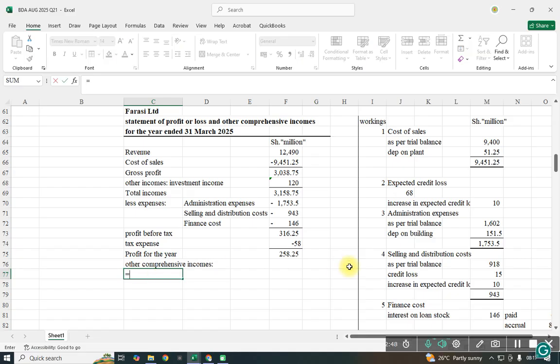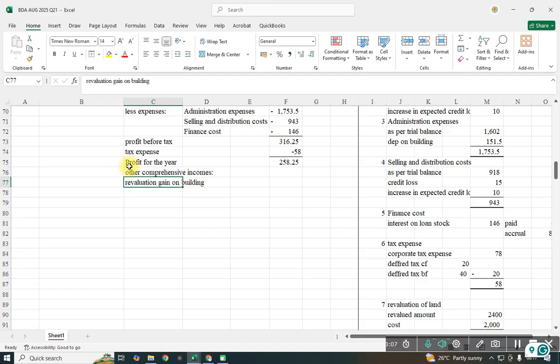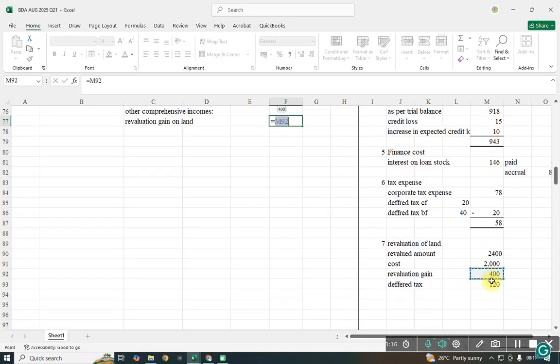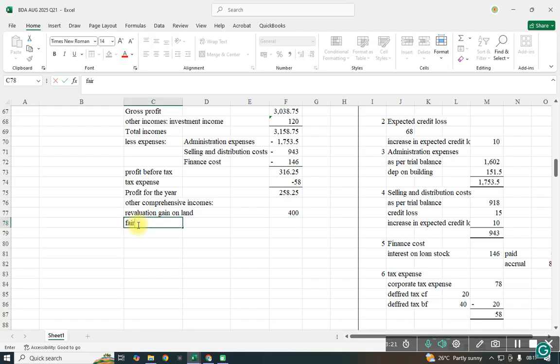So we have revaluation gain. Let me just write this: revaluation gain on building. So building was not building per se, but revaluation gain on land. Land was revalued at 400. And we have a fair value gain on investment.